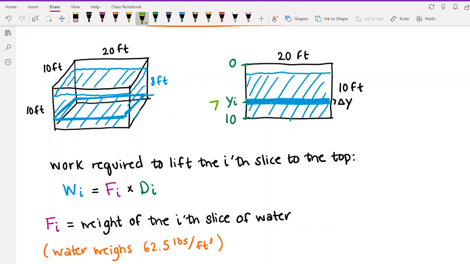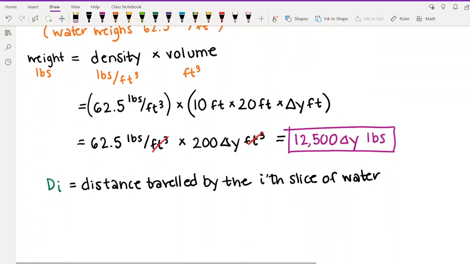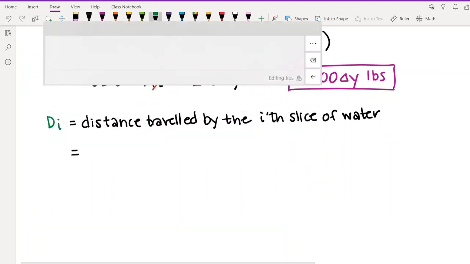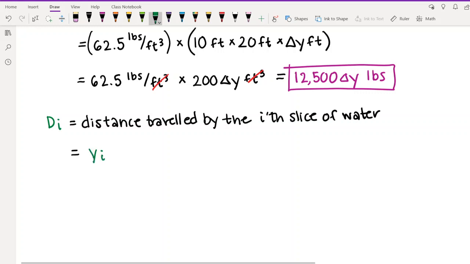So if we were at a depth of 7 feet, how far would we need to travel? Well, 7 feet is 7 feet from the top. And that's really the reasoning behind choosing 0 as the top, because if our slice of water is 7 feet from the top, then that's exactly how far it has to travel. So the distance traveled is just going to be equal to whatever the y value is, because the y value is already telling you how far it is from the top. And so in this case, like the other one, the distance is just y_i feet.